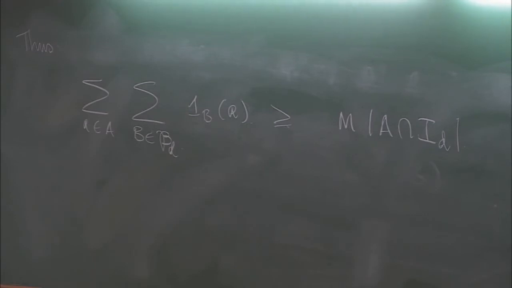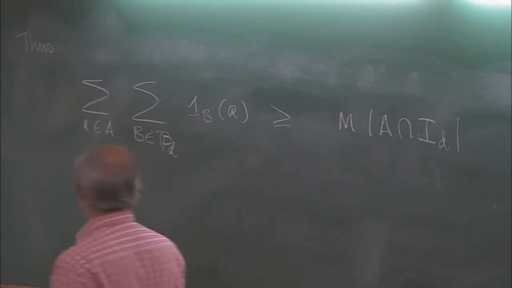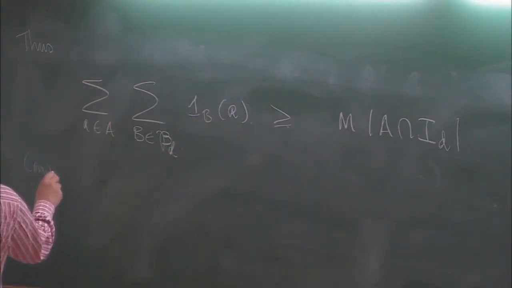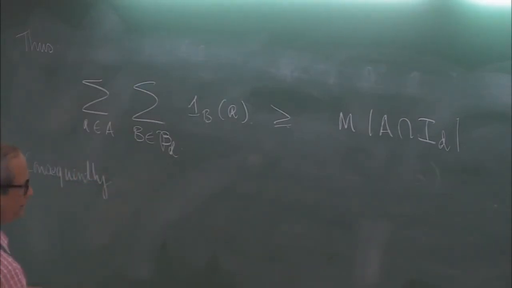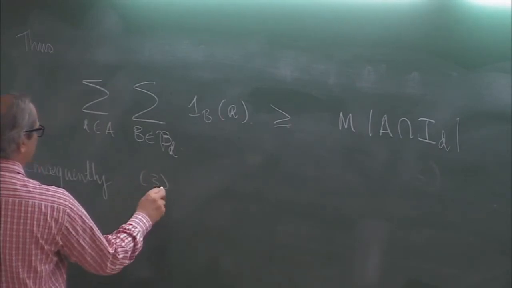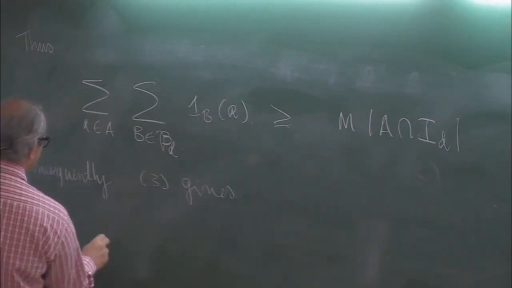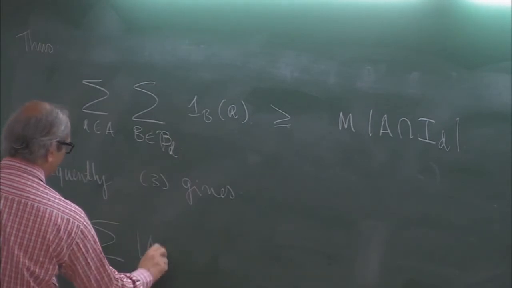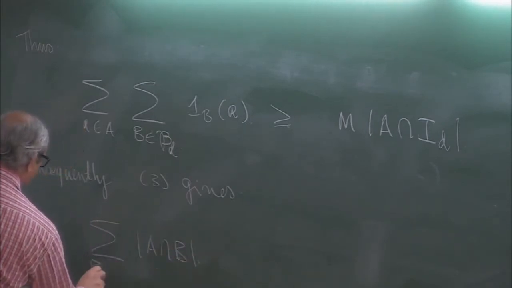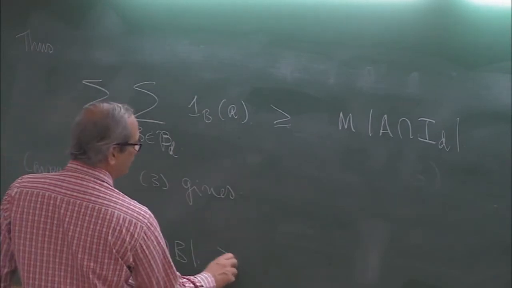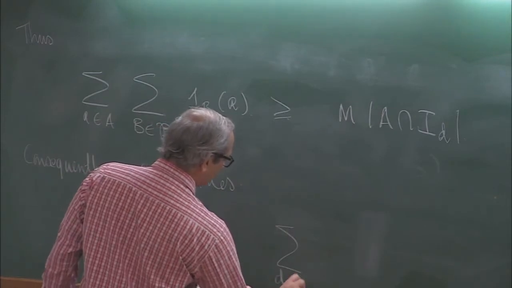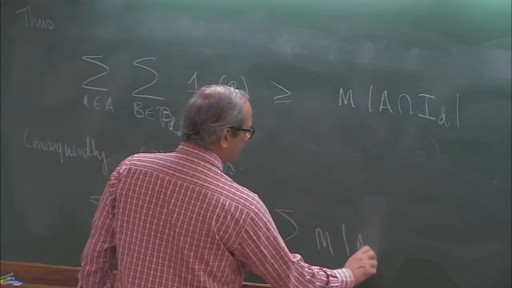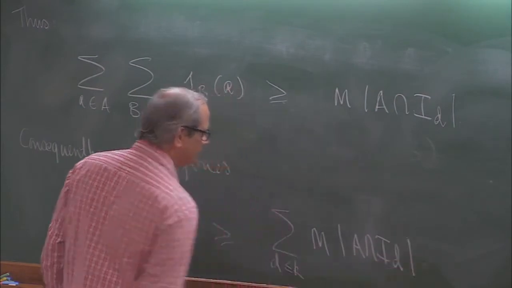Okay, so yep. Therefore, consequently, your sum from 3 gives sigma cardinality of A intersection B, B in beta, which is greater than or equal to sigma over D less than or equal to K of m times the cardinality of A intersection ID.